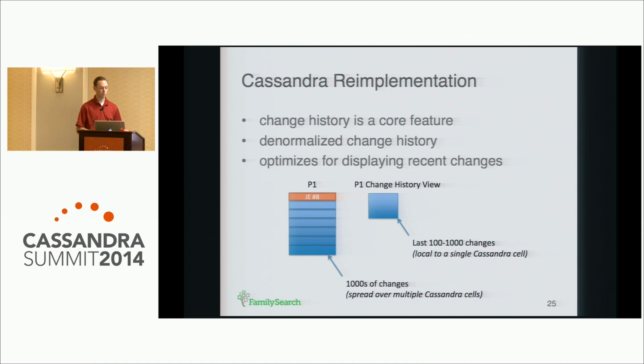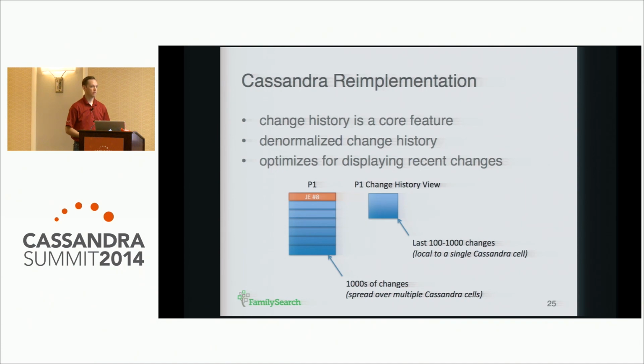Also for change history, we had to re-implement how we did change history. So we have two different views for a person. There's the person view, and then there's the change history view. The journal is the truth, but the person view is stored and the change history view is stored in a single cell. The change history is in a single cell.